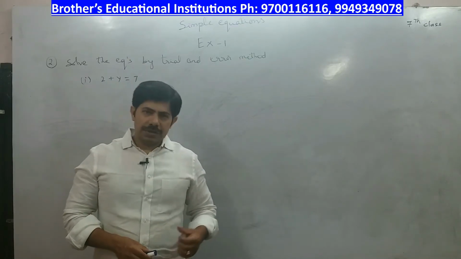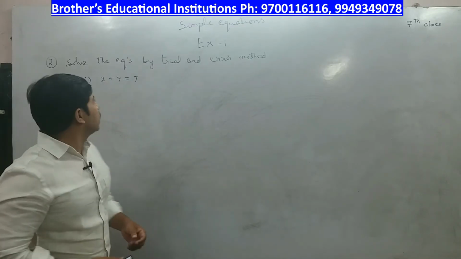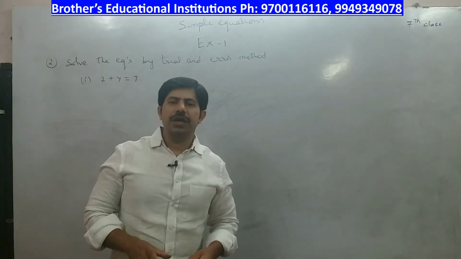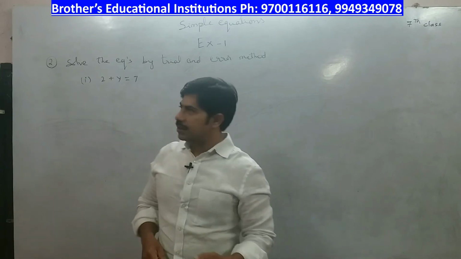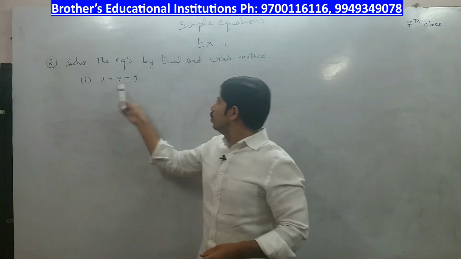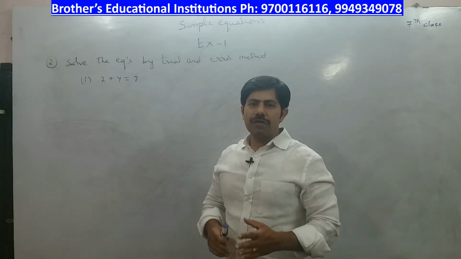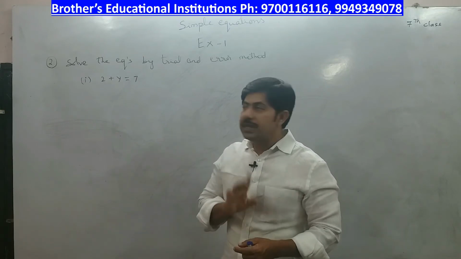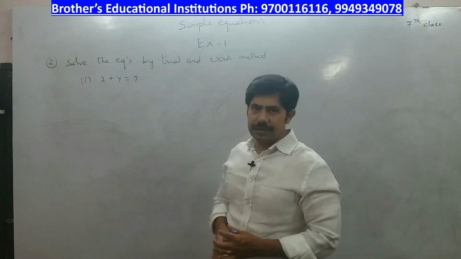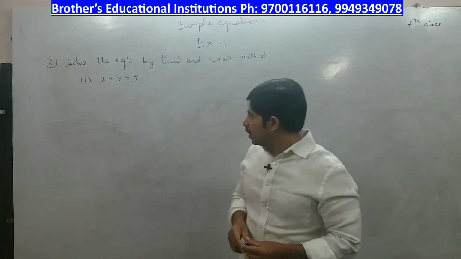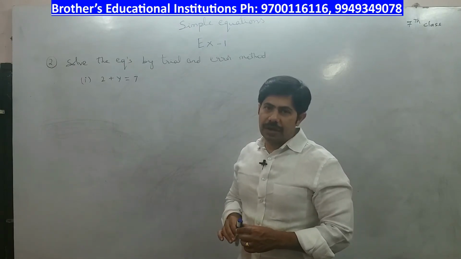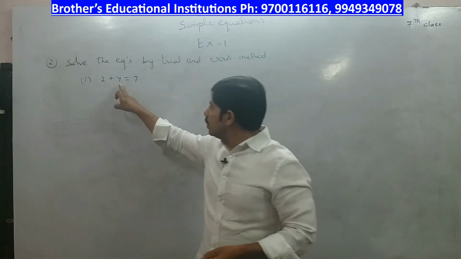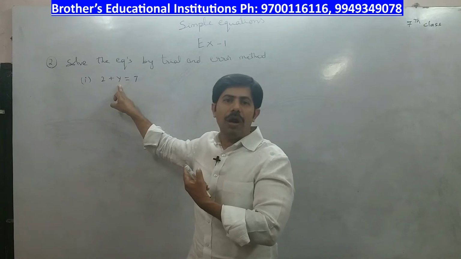Now the second question is: solve the equations by trial and error method. A simple equation is given to us: 2 plus y is equal to 7. We have to find the value of y using the trial and error method. Using that method, we will find the value of the variable y.